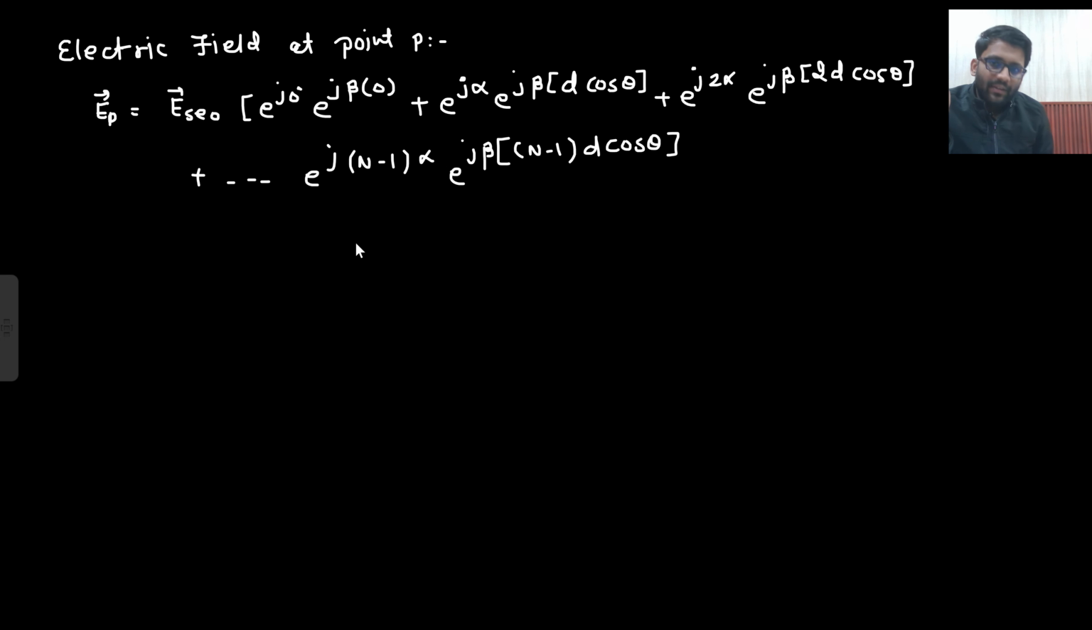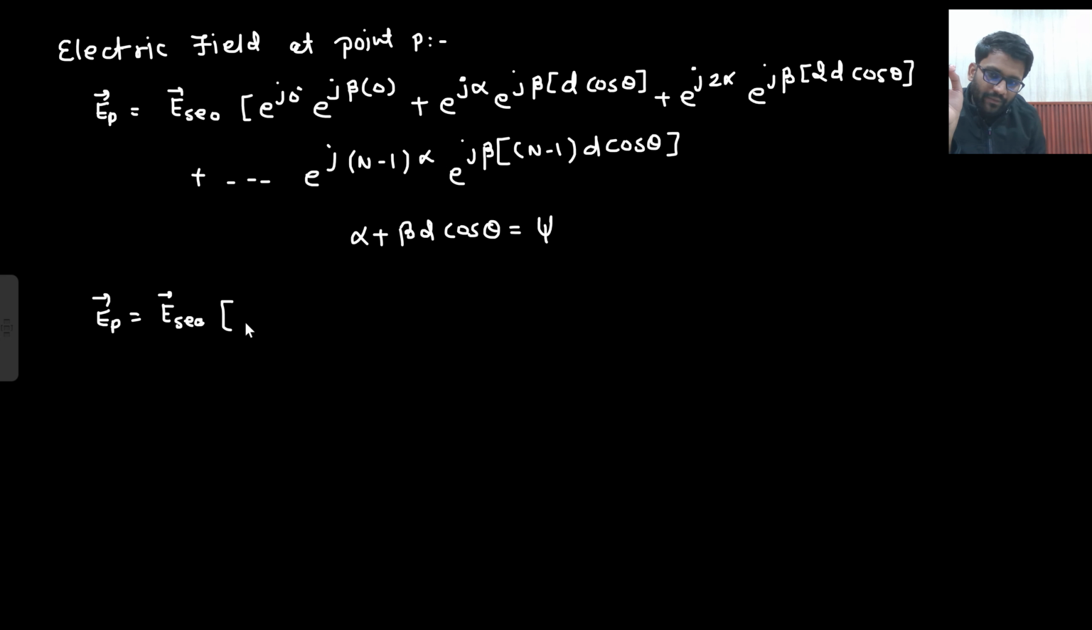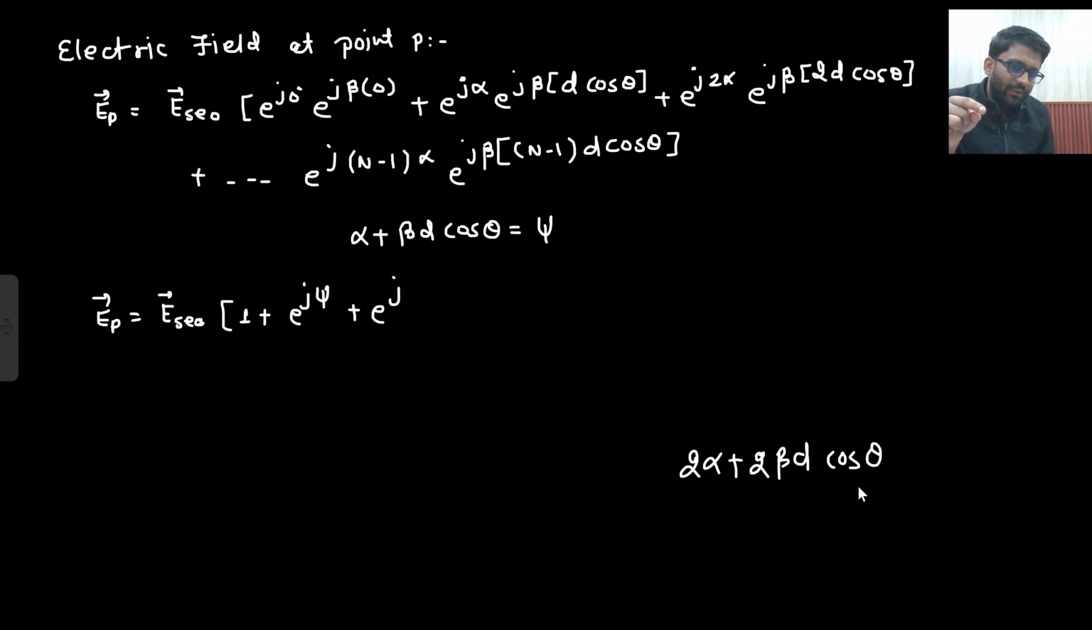Now I am putting alpha plus beta d cos theta as psi, or you can say phi or psi, whatever you call it. So what you are getting: the electric field at point P, due to the single element at origin, 1 plus e to the power j alpha plus beta d cos theta. Here alpha plus beta d cos theta is written as e to the power j psi, plus e to the power j 2 alpha plus 2 beta d cos theta.